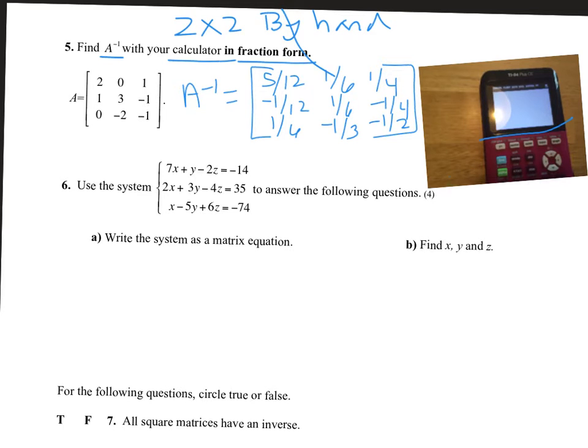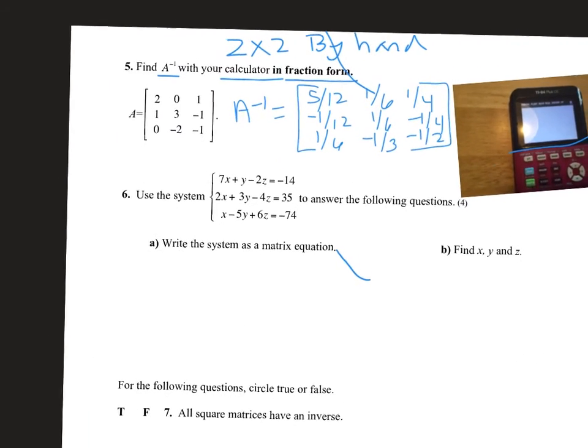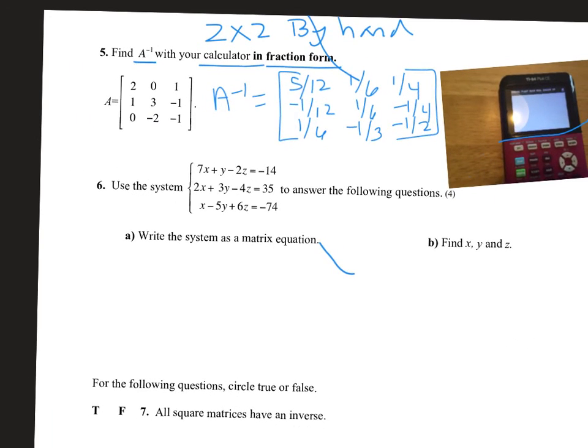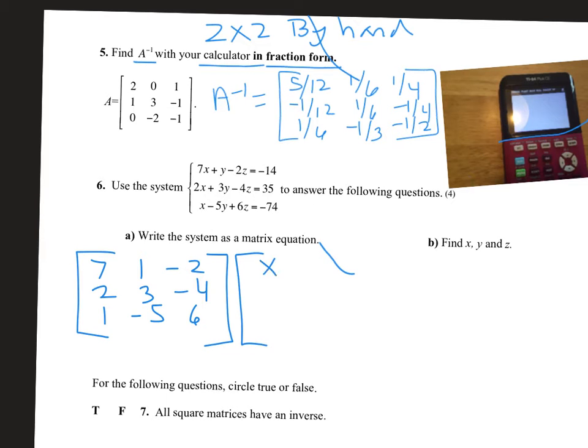Now we're going to use the system to answer the following questions. Write the system as a matrix equation first. All right, so our coefficients: 7, 1, -2, 2, 3, -4, 1, -5, 6. And then we have our variables and our constant.